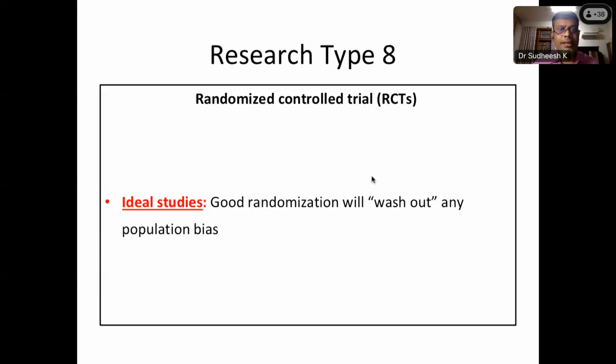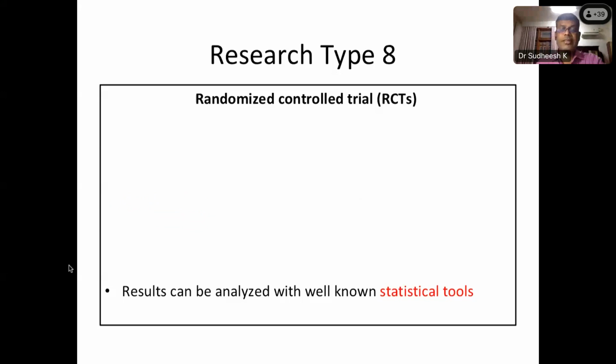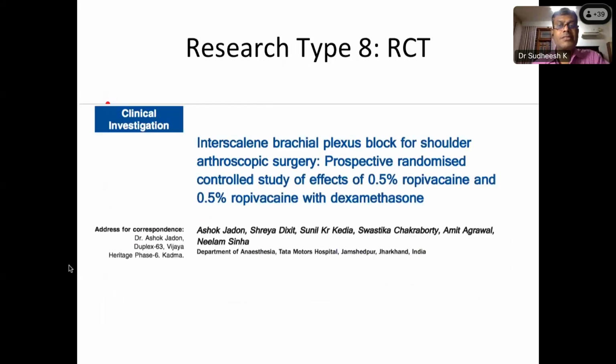In ideal studies, for example, good randomization will wash out the population bias or population confounding factors which can affect the outcome. That is the main advantage. They are also easier to blind and mask than observational studies, because all the subjects are under your control, and the results can be well analyzed with well-known statistical tools. That's the advantage of randomized control trials.